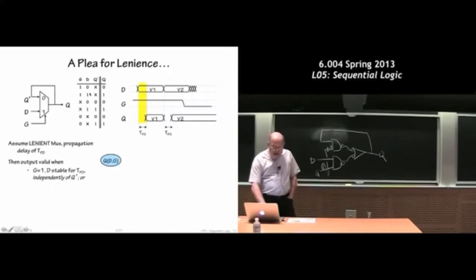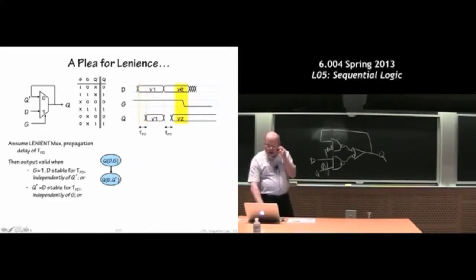Here's a schematic diagram for a lenient latch. We're in a mode here where G is 1 and D is stable for long enough, so the two inputs have both been stable now for TPD. We can expect Q to be valid and stable after a TPD. So a TPD after D changes, assuming G is not changing, we're all set. Okay, so that's good.